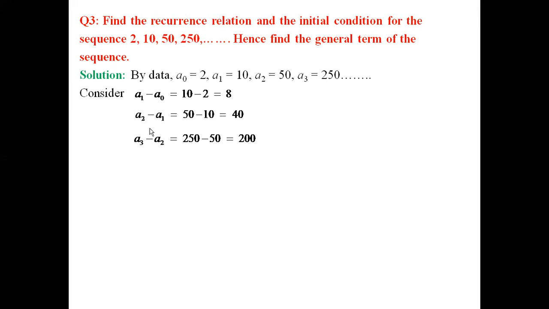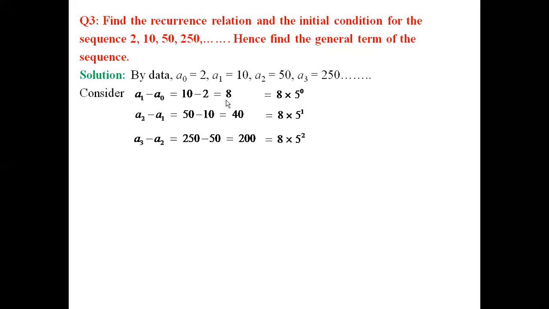Now looking into these differences, we should be able to generalize and write down an expression in terms of an and an minus 1. So in order to write that down, I can represent these numbers 8, 40 and 200 in this form. I mean to say that 8 can be written as 8 into 5 power 0, and 40 can be written as 8 into 5 power 1. The number 200 can be written as 8 into 5 power 2.